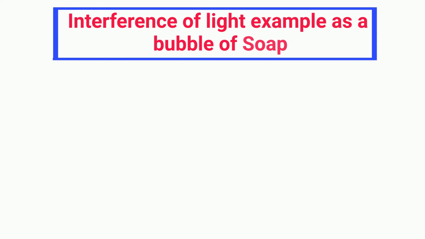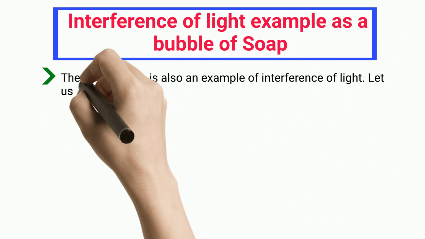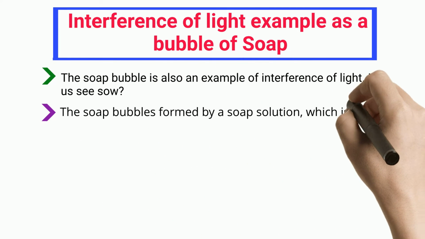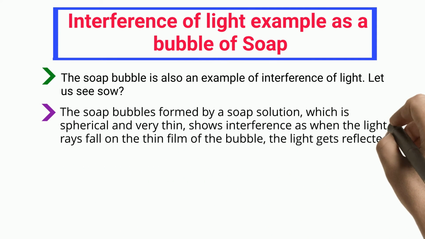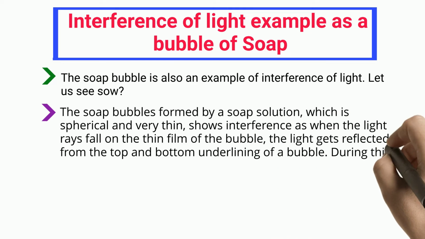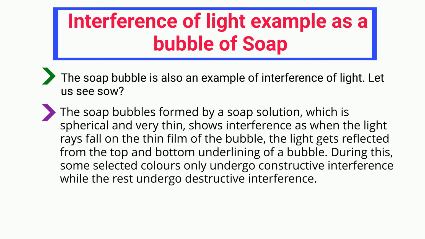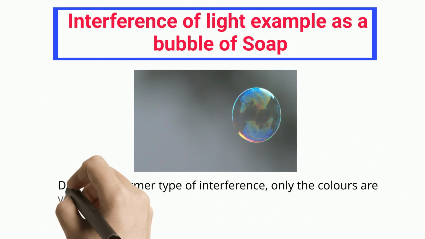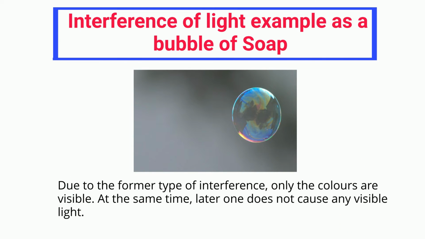Interference of light example as a bubble of soap. The soap bubble is also an example of interference of light. Let us see how. The soap bubbles formed by a soap solution, which is spherical and very thin, shows interference as when the light rays fall on the thin film of the bubble, the light gets reflected from the top and bottom underlining of a bubble. During this, some selected colors only undergo constructive interference, while the rest undergo destructive interference. Due to the former type of interference, only the colors are visible. At the same time, the latter one does not cause any visible light.